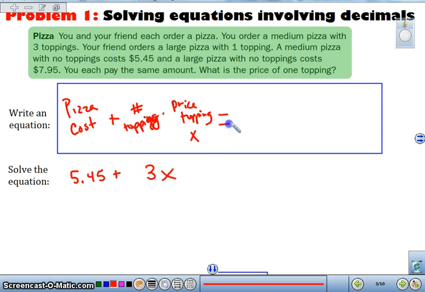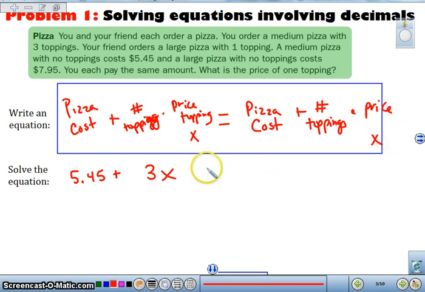And that's going to be equal to our other pizza cost. So we have the pizza cost, plus the number of toppings times the price. And again, what we don't know is our price. That's our x. So our other pizza cost was $7.95, plus on this one we only had 1 topping, so 1x. You want to solve the equation.